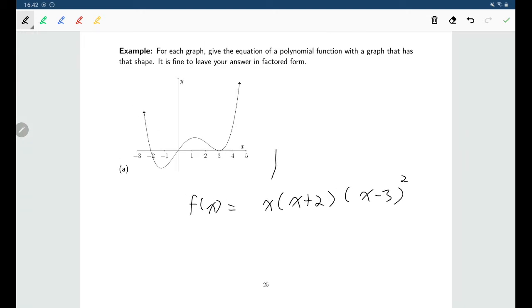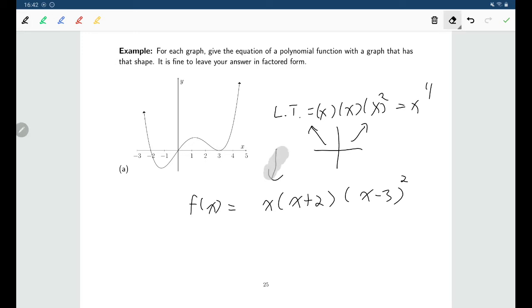You could also confirm with this that this has a leading term of x times x times x squared, or in other words, x to the 4. So the end behavior should be going up on both sides, and that matches what we have in our little graph that we've got going on there. So this would be correct. This would be totally fine as an answer.